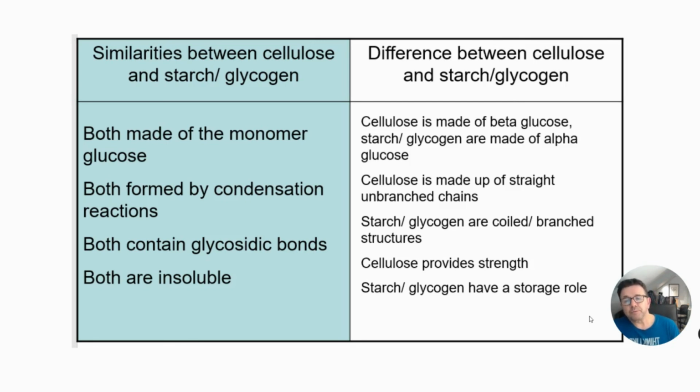They're both formed by condensation reactions, but cellulose is made up of straight, unbranched chains, whereas starch and glycogen are coiled or branched structures. Both contain glycosidic bonds. Both are insoluble. Cellulose provides strength, and starch or glycogen have a storage role.